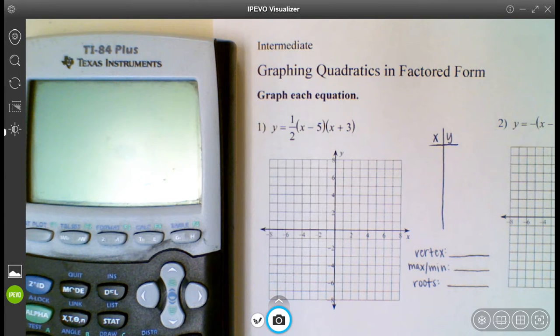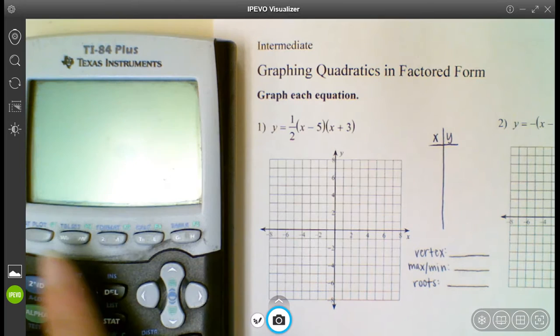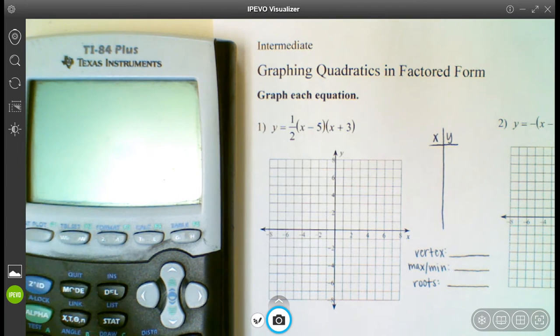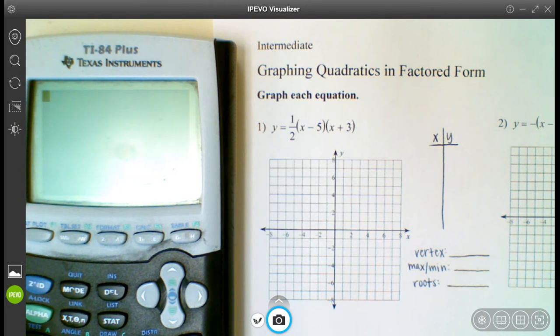Okay, guys, so we are going to graph our quadratics in factored form today. And in order to do that, we are going to use our calculators yet again. So first things first, we're going to use this equation for y, and we're going to type that into y equals, so the stat plot button. And we are going to rock and roll from there. So we're going to go y equals.